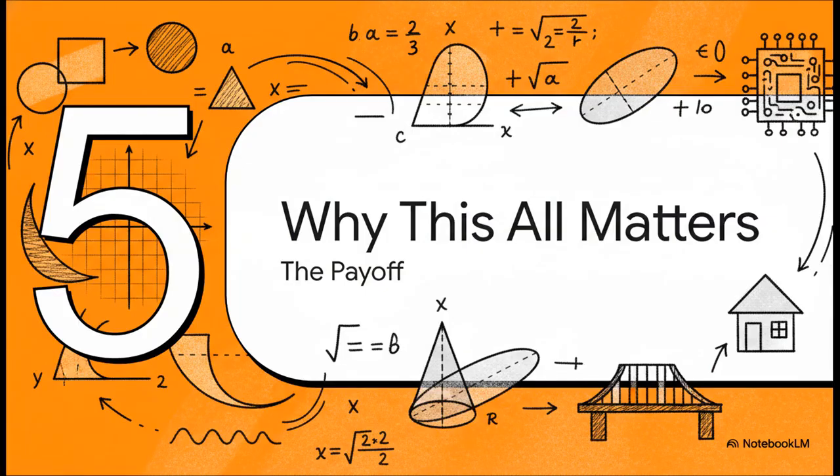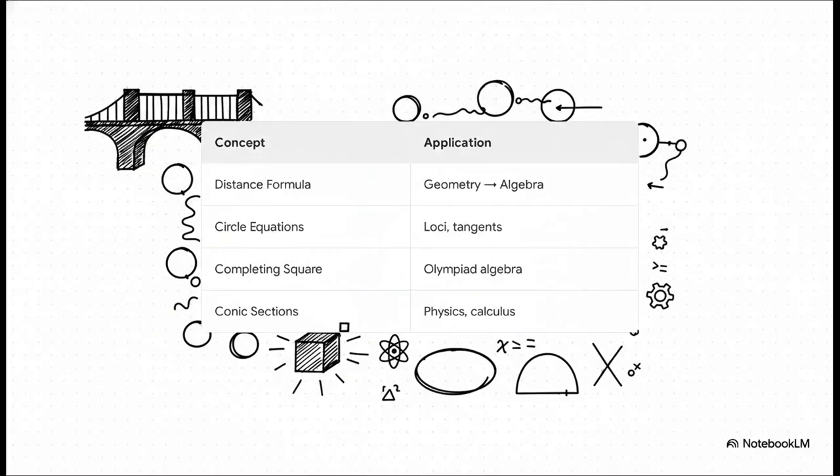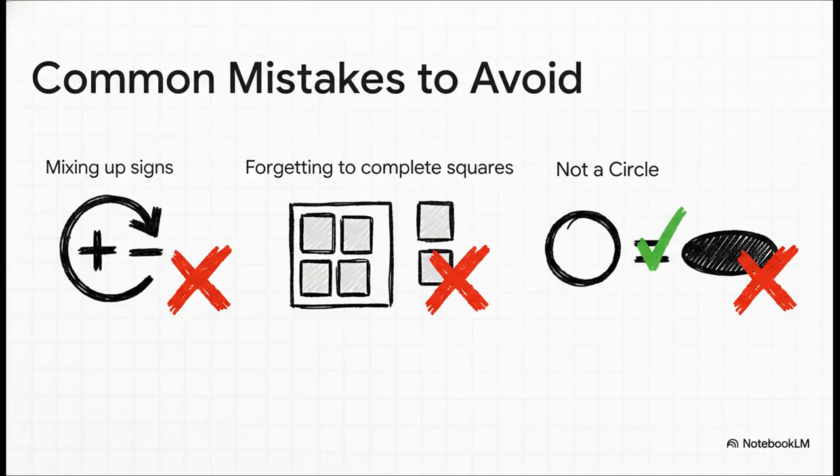Okay, we've gone from a simple idea of addresses all the way to deriving and decoding these complex equations. So, what's the payoff? Why does mastering this stuff actually matter? Well, this slide really shows how each tool we've talked about builds on the last. That distance formula, that's the bridge. The circle equations, that's what you use to solve all kinds of problems about paths of points or tangent lines. Completing the square is just a powerhouse technique in all sorts of advanced algebra. And all of this is the bedrock for understanding the other conic sections, which are totally essential in things like physics and calculus.